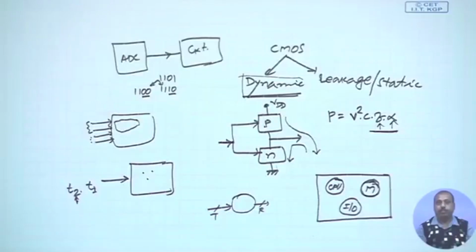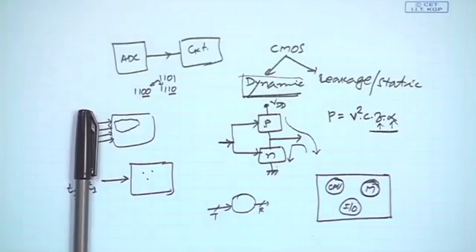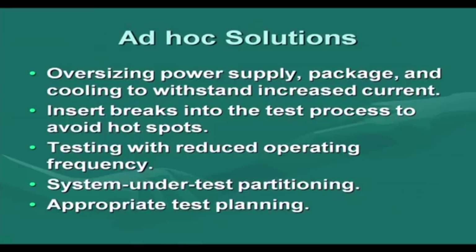Then this F, the frequency of operation. This is one thing that we can reduce. We can say that for testing we will do it at a lower frequency, though the actual circuit will operate in the gigahertz range. Maybe we will be doing our testing in the kilohertz range or megahertz range, and alpha is the switching activity. So, this is another ad hoc solution. We test at a reduced operating frequency. But again the problem is, if we do that, then all these delay related faults cannot be captured. So, these delay faults will not come into the picture. They will not be detected. So, that is the problem.